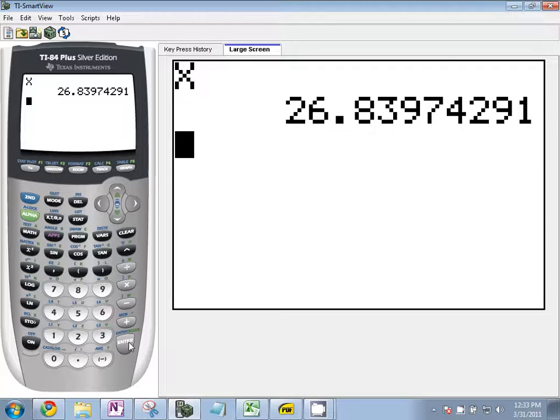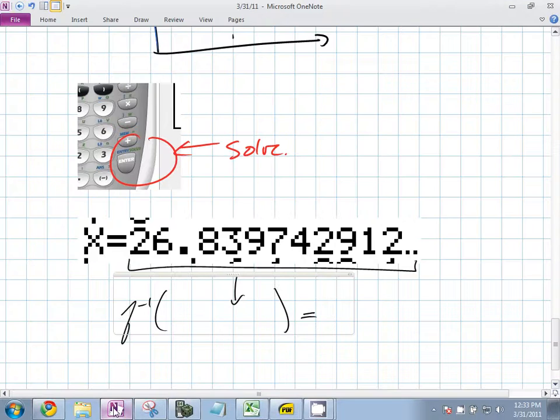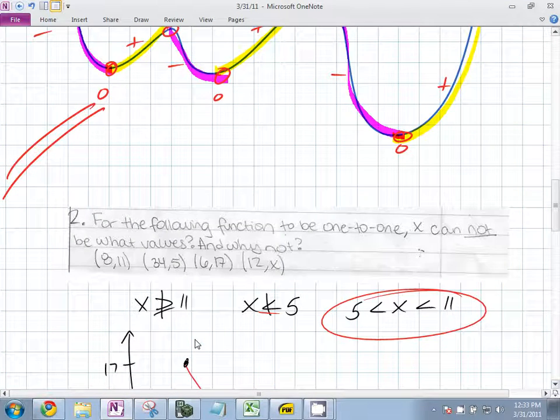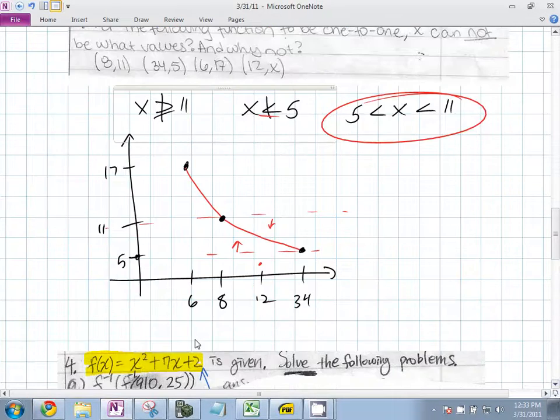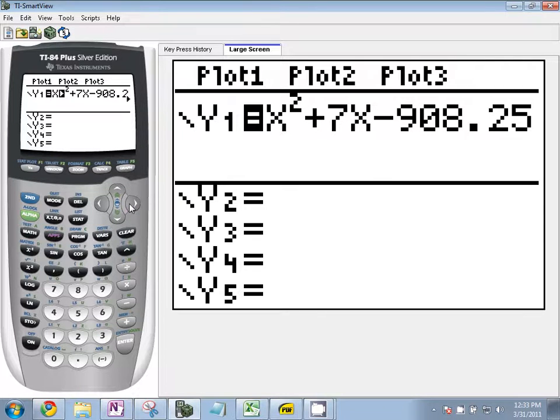Okay, so how do we go about finding that value? We need to do f inverse of that value. Well, how did we find f inverse of the original value? Yeah, so let's do this here. It's this right here. How did we get 908? We did 2 minus that, right? Correct.